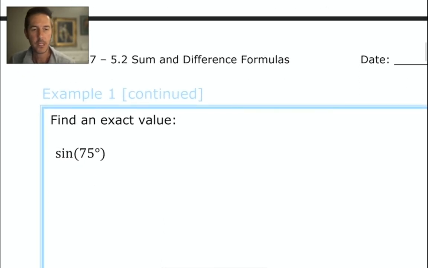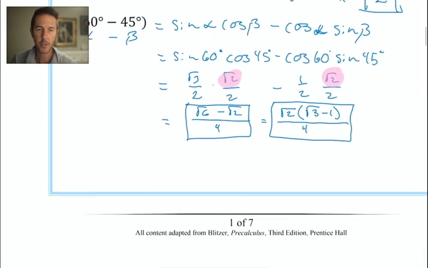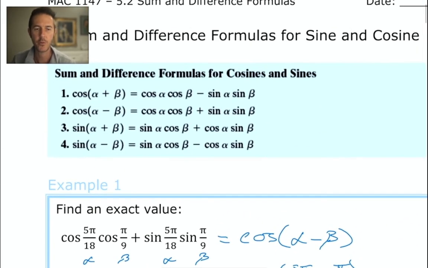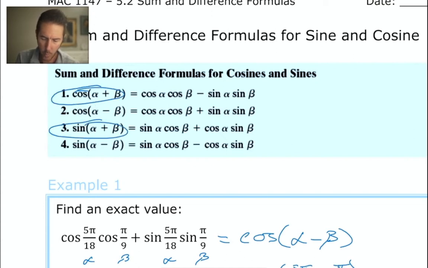Well, this is different, finding the sine of 75. I don't know how to find the sine of 75 degrees. Maybe we could use a sum or difference formula. Can we write the angle measure 75 degrees as the sum or difference of two angle measures that we're more familiar with? 75, that's 30 plus 45. That works. And I forget if it was the sine or cosine function, but we're going to be using either 1 or 4.